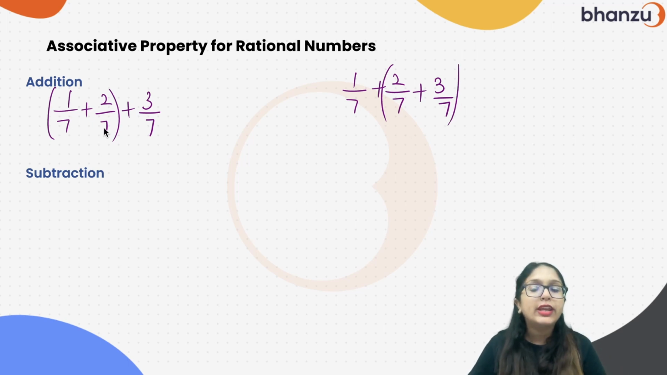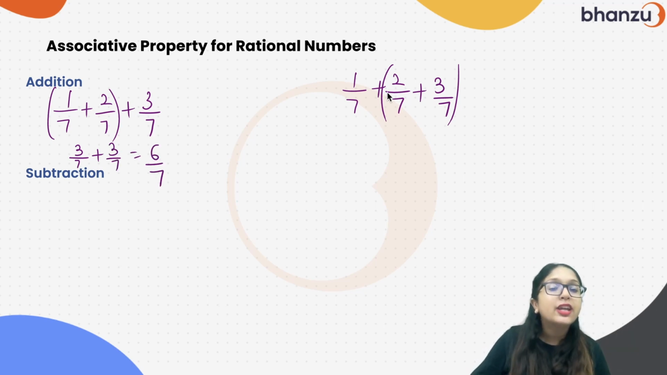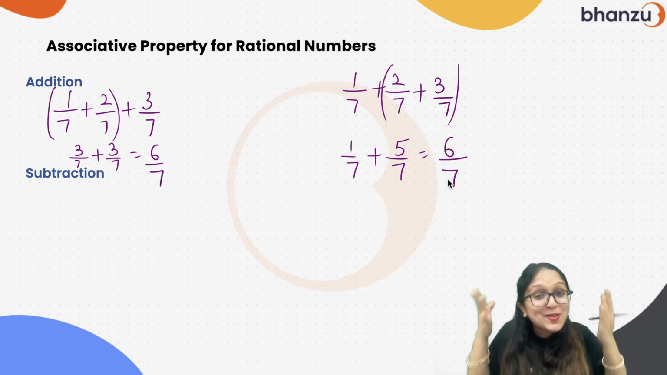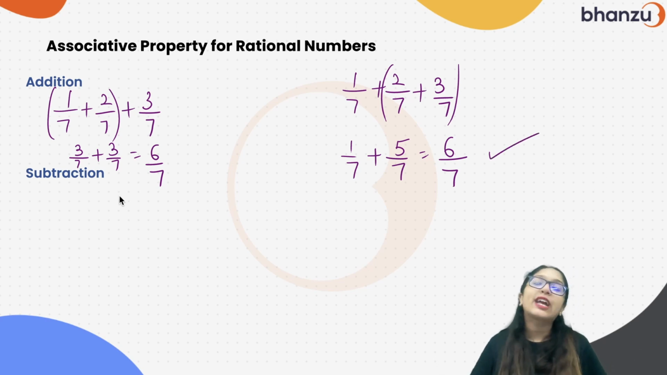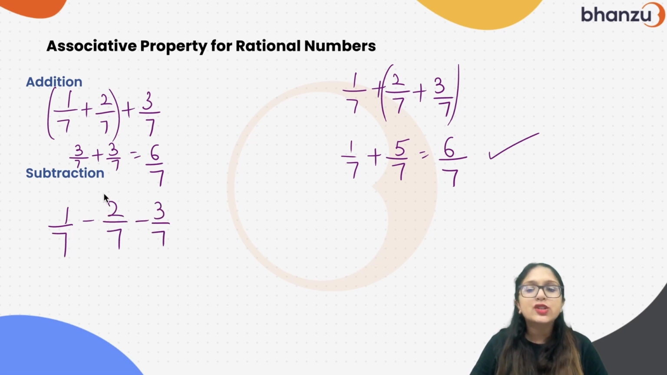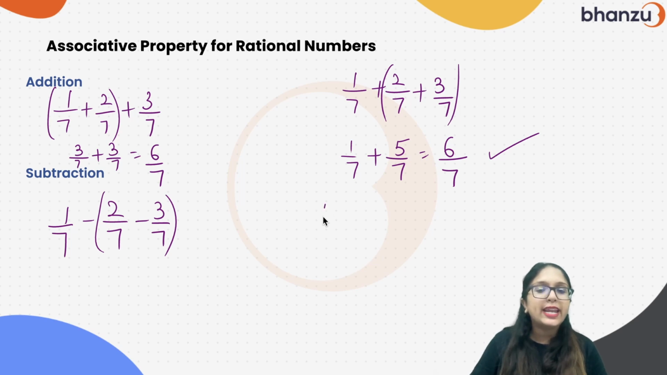Now this is going to be 3 over 7, then 3 over 7, then this is going to be 6 over 7, and if I see on the right hand side here 5 over 7, then here 1 over 7, then this is also going to be 6 over 7. So yes, this holds true for addition over here. It works in rational numbers also. Now I will check with the subtraction also. Let's see it quickly. 1 over 7 minus 2 over 7 minus 3 over 7. Here I will do the grouping from here. Then I will write this question again and let's do the grouping over here.